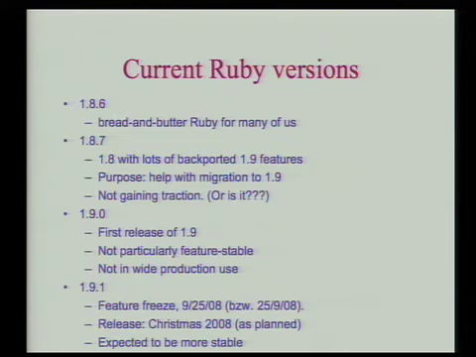And finally, 1.9.1, well, 1.9.0 was released at Christmas? Or was it after Christmas? I can't remember. But 1.9.1 is due for a feature freeze on September 25th and to be released around Christmas and expected to be more stable. And again, for all that I try to follow this stuff, I am not entirely clear as to whether 1.9.1 is going to be regarded as a production deployable release or just a somewhat more mature interim release on the way to 2.0.